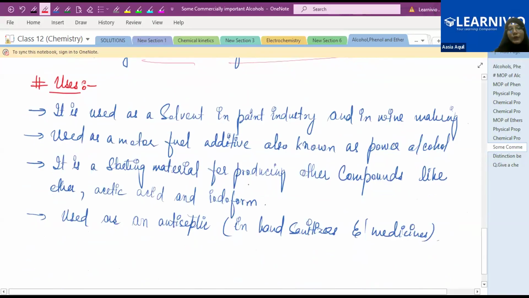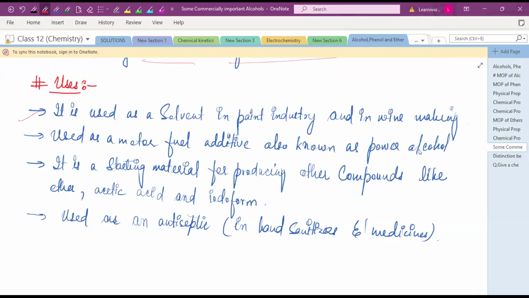Okay. Next is your uses. Uses of ethanol or ethyl alcohol. First, it is used as a solvent in the paint industry and in the wine making industry. We can use methanol as well as ethanol as a solvent in the paint industry, and in the wine industry we use ethanol.